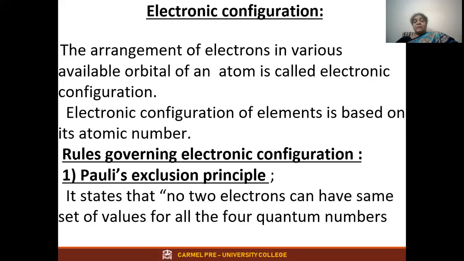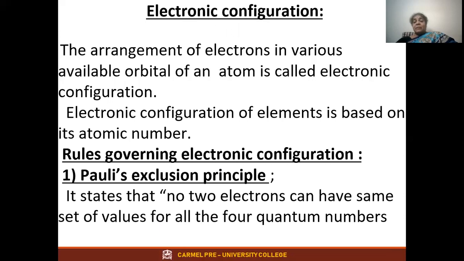Now, what does Pauli's exclusion principle state? It states that no 2 electrons can have the same set of values for all 4 quantum numbers. So when you take an electron in an atom, depending upon the position where the electron is present, you can give an address to the electron. You can say the electron is in 3s orbital, the electron is in 6s orbital, the electron is in 4f orbital.